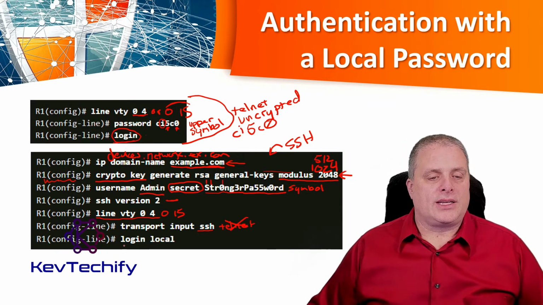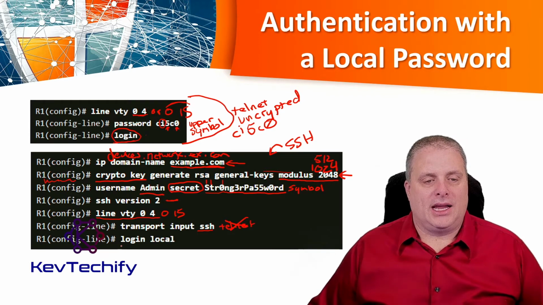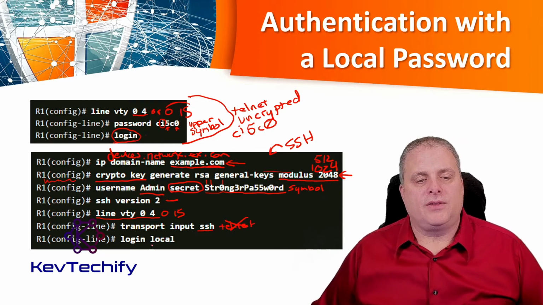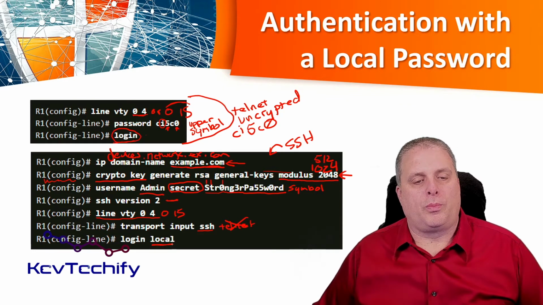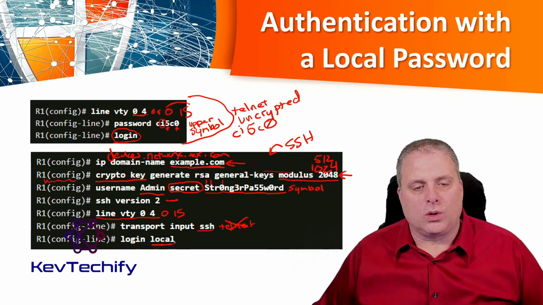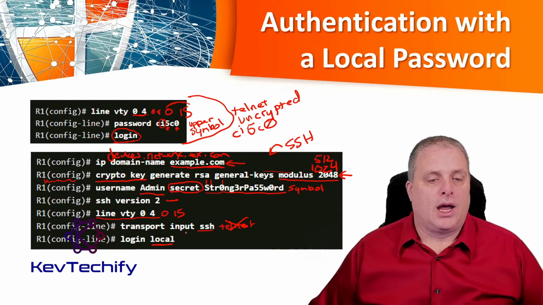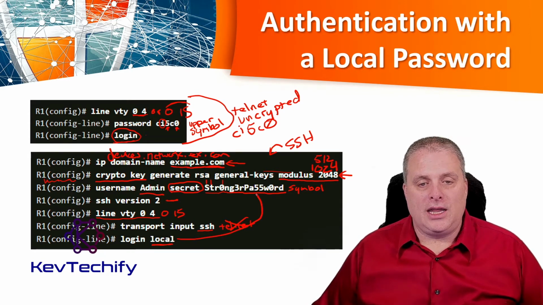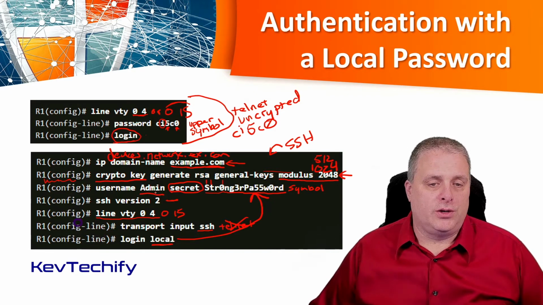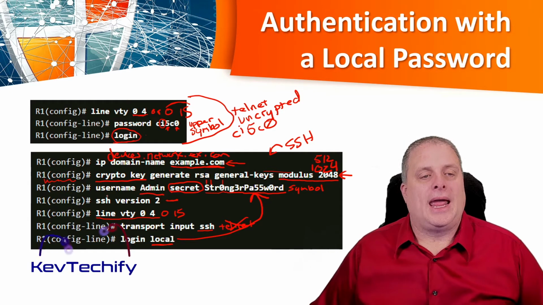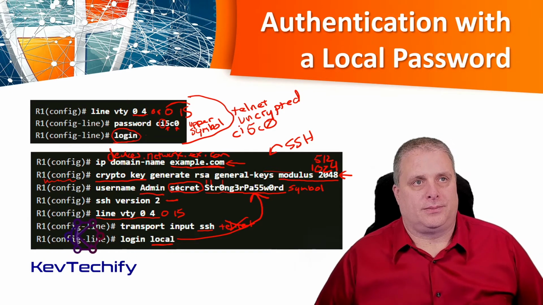And then the last thing you have to do is say login, and then you have to tell it exactly what to use. We wanted to use the local password. So login local, we're going to use the local passwords. Our local passwords are any user we set up here. And so when you go and connect in with SSH, it's going to ask you for your username. It's going to ask you for your password. It has to be on that device.